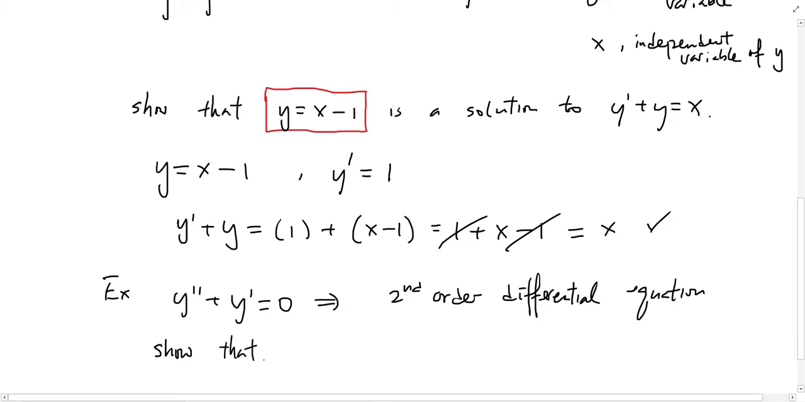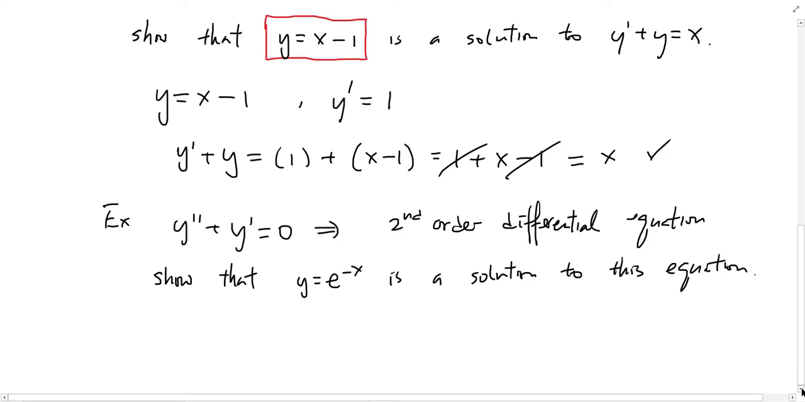I'm going to actually show that y equal to e to the negative x is a solution to this equation. To show that, it's pretty easy. Just like what we did before, we're going to start with y and find y prime. So y prime, don't forget the chain rule is involved. That will become negative e to the negative x. And then y double prime will be the derivative of y prime, which actually makes it back into positive e to the negative x.